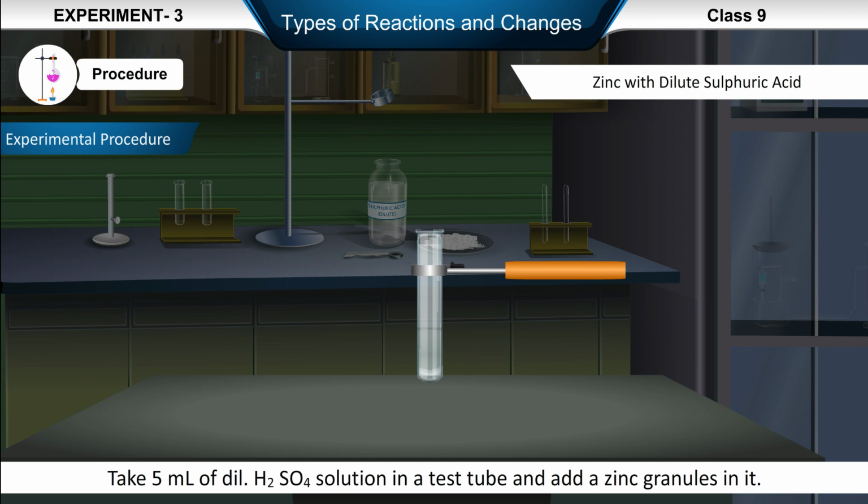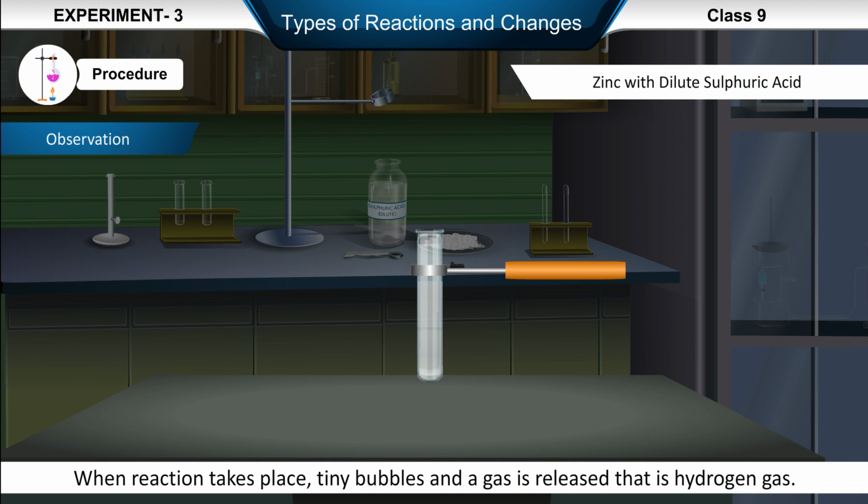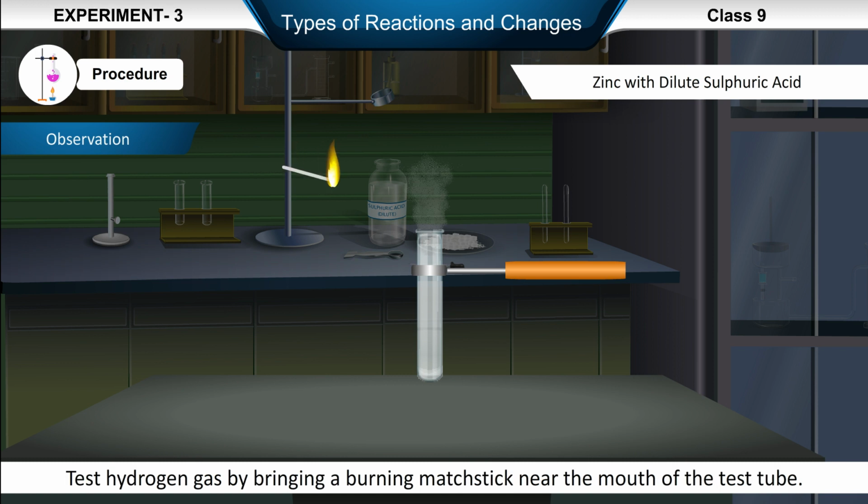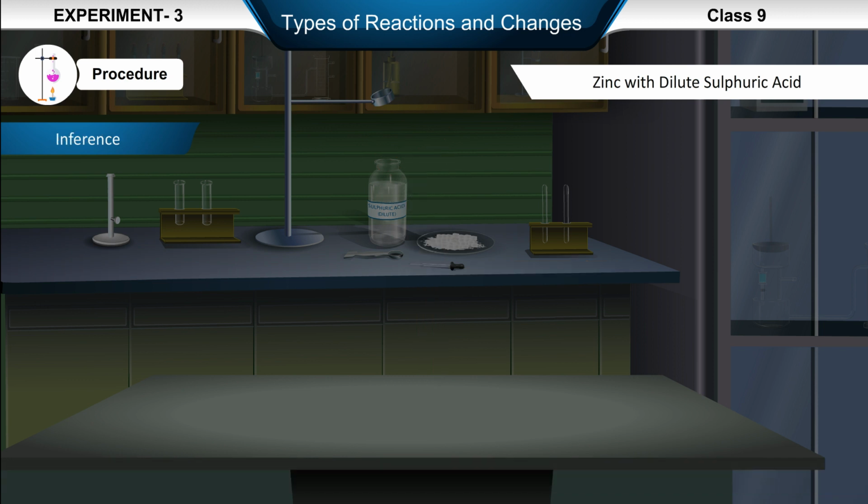3. Zinc with dilute sulfuric acid. Experimental procedure: take 5 milliliters of dilute H2SO4 solution in a test tube and add zinc granules to it. Observation: when the reaction takes place, tiny bubbles and a gas are released, that is hydrogen gas. Test hydrogen gas by bringing a burning matchstick near the mouth of the test tube.